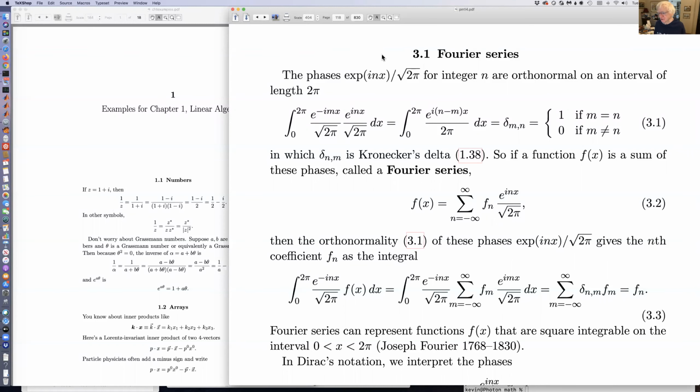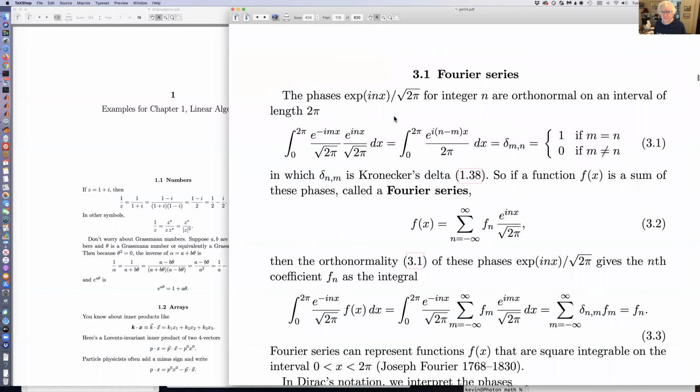Let me talk about Fourier series. The phases, e to the i n x over square root of 2 pi, for integer n, are orthonormal on an interval of length 2 pi, and that's this integral. So the basic idea in Fourier series is this integral, namely the integral of e to the minus i m x e to the i n x divided by 2 factors of square root of 2 pi is this expression here.